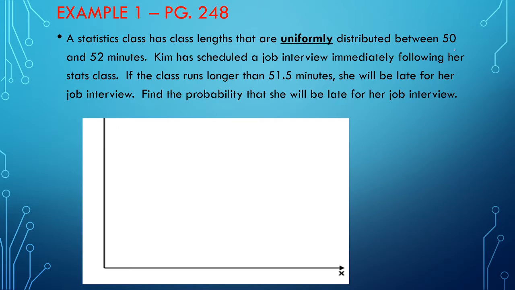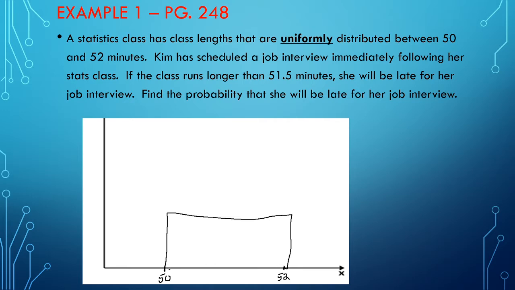So it says the stats class has class length, so how long the class takes, that are uniformly distributed between 50 and 52 minutes. So that means that on this little curve here, let's say this is where the 50 mark is, and this is where the 52 mark is. That means the class is equally likely to last as long as it's between these two values here.